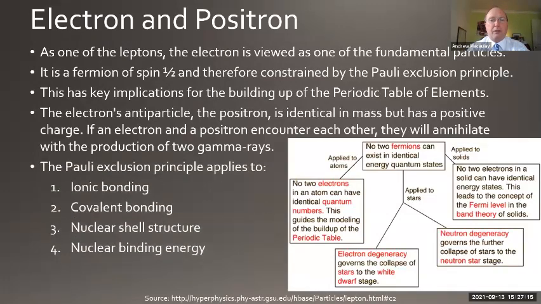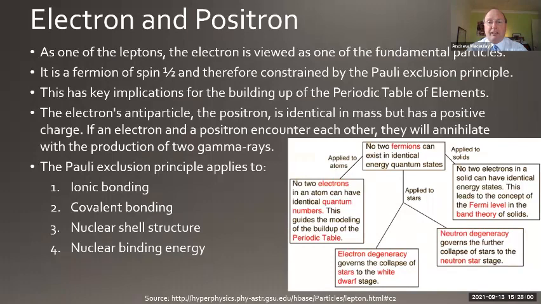The Pauli exclusion principle applies to ionic bonding, covalent bonding, nuclear shell structure, and nuclear binding energy. Simply put, no 2 fermions can exist in identical energy quantum states. So no 2 electrons in an atom can have identical quantum numbers, and that guides the modelling of the build-up of the periodic table. When applied to solids, no 2 electrons in a solid can have identical energy states. This leads to the concept of the Fermi level and band theory in solids.